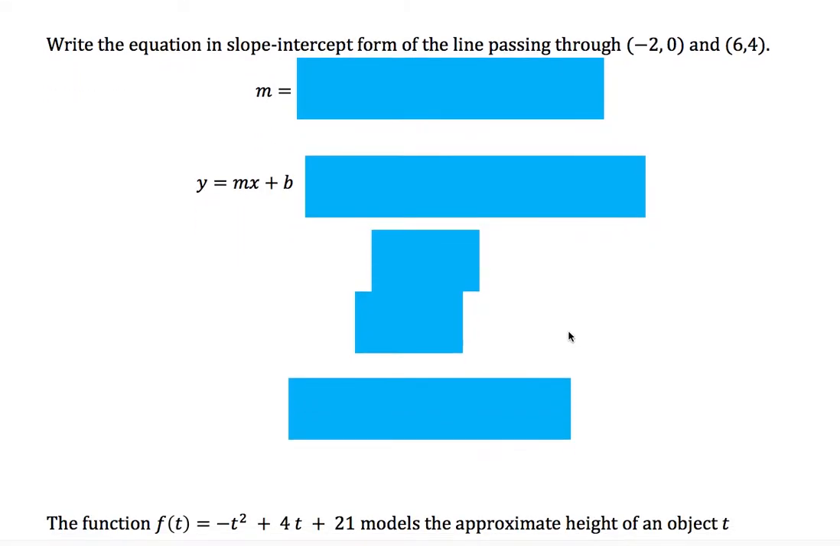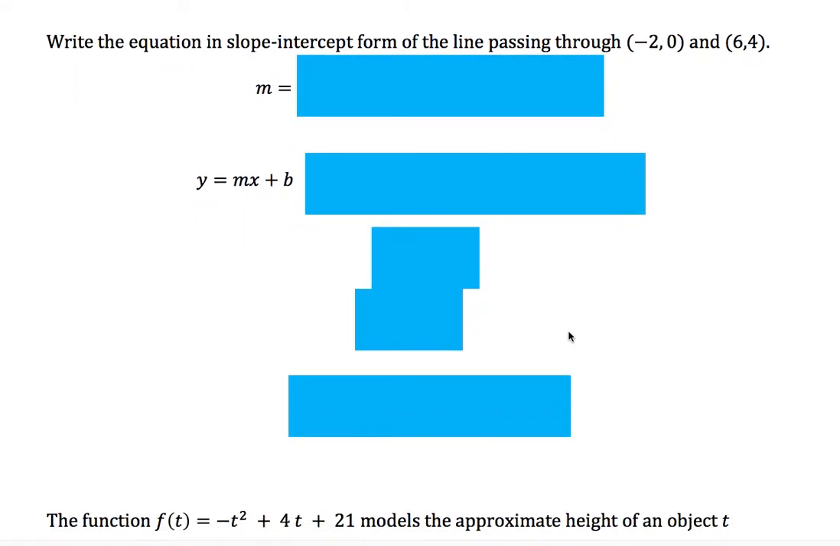All right, moving on. Write the equation in slope-intercept form of the line passing through these 2 points, (-2, 0) and (6, 4). All right, so slope-intercept form for a line is y equals mx plus b, where m is the slope and b is the y-intercept. And in order to find your slope, you have to do y2 minus y1 divided by x2 minus x1.